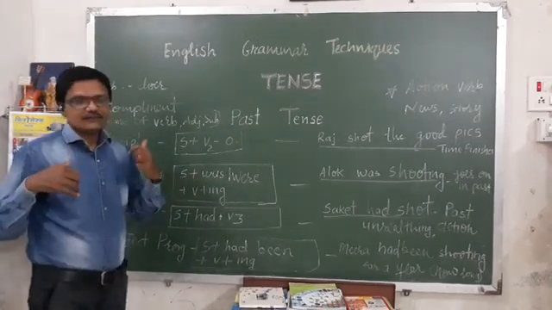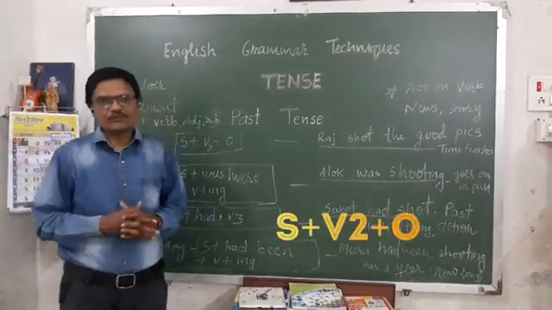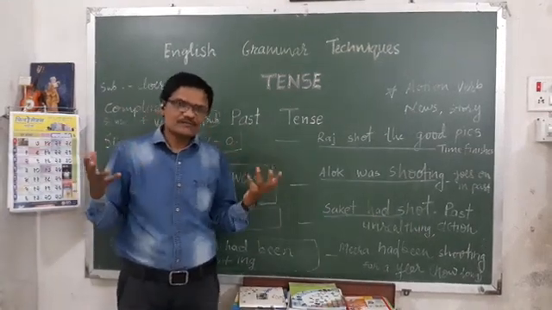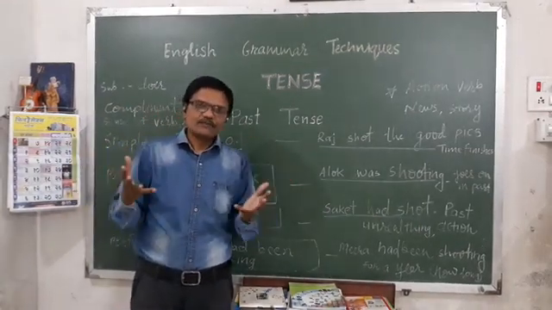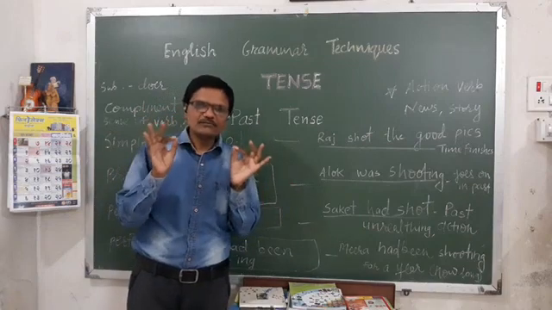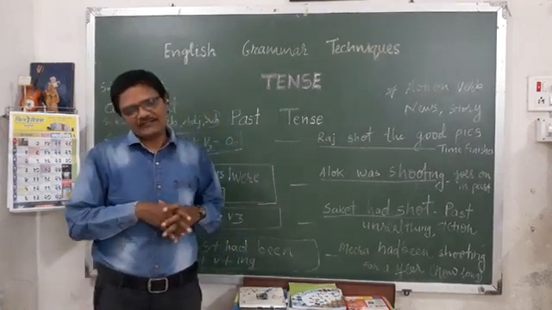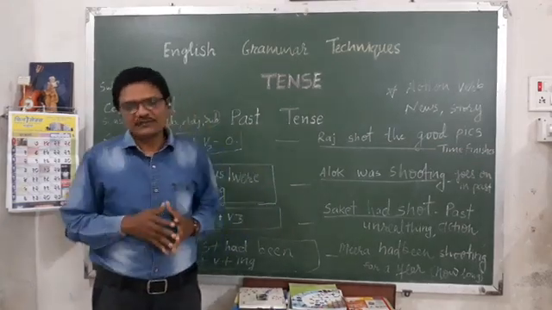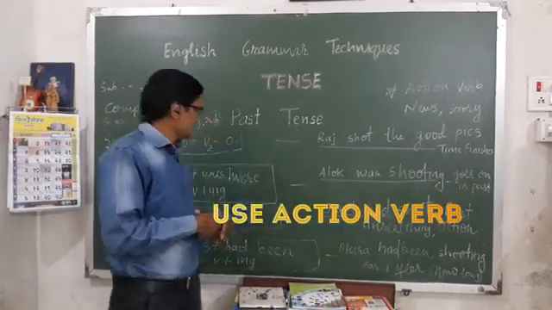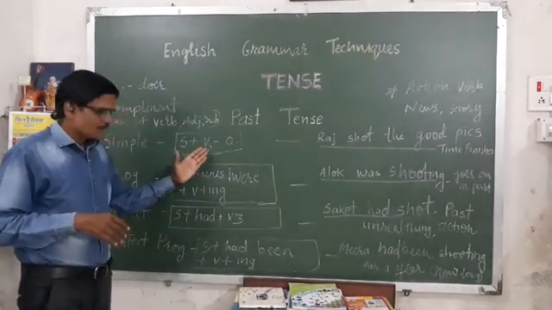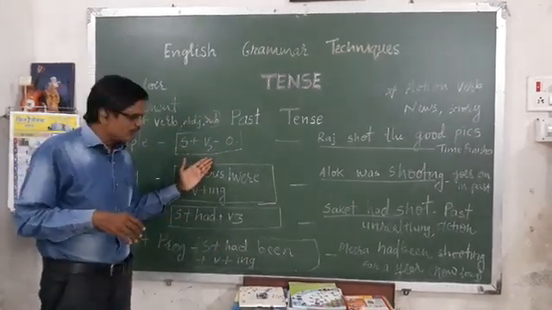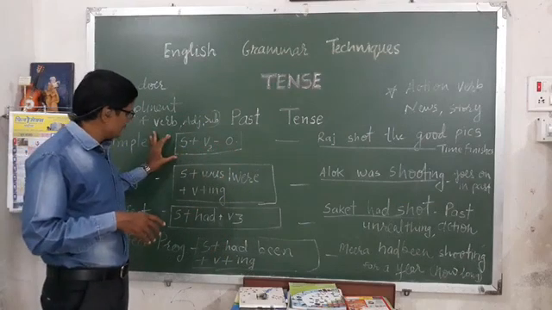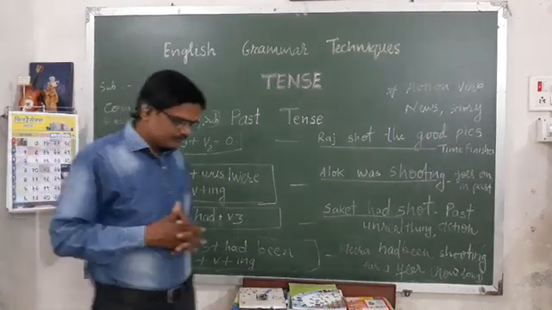Complement gives the complete sense of the verb. Complement gives the sense of the subject. It gives a clear-cut meaning of the sentence. It helps to complete the sense of the sentence. So subject plus past tense form plus object, and with the help of this formula I have framed one sentence.